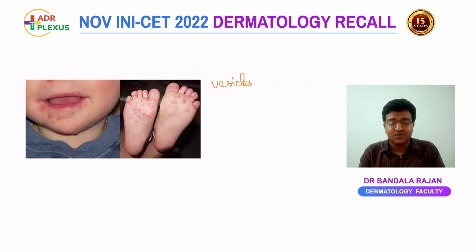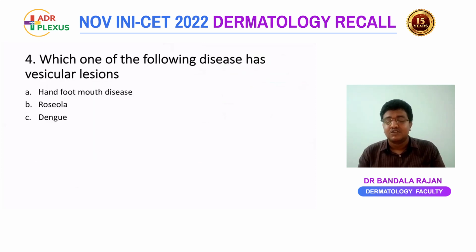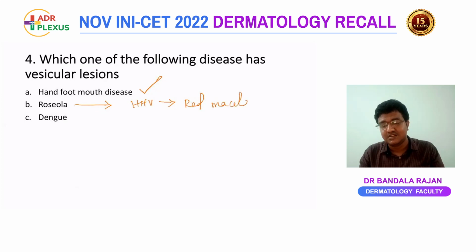Here we can make out one. There are some vesicles in the soles also. So the answer here is hand, foot, mouth disease. Roseola is caused by HHV, human herpes virus, which is characterized by red macules rather than vesicles.